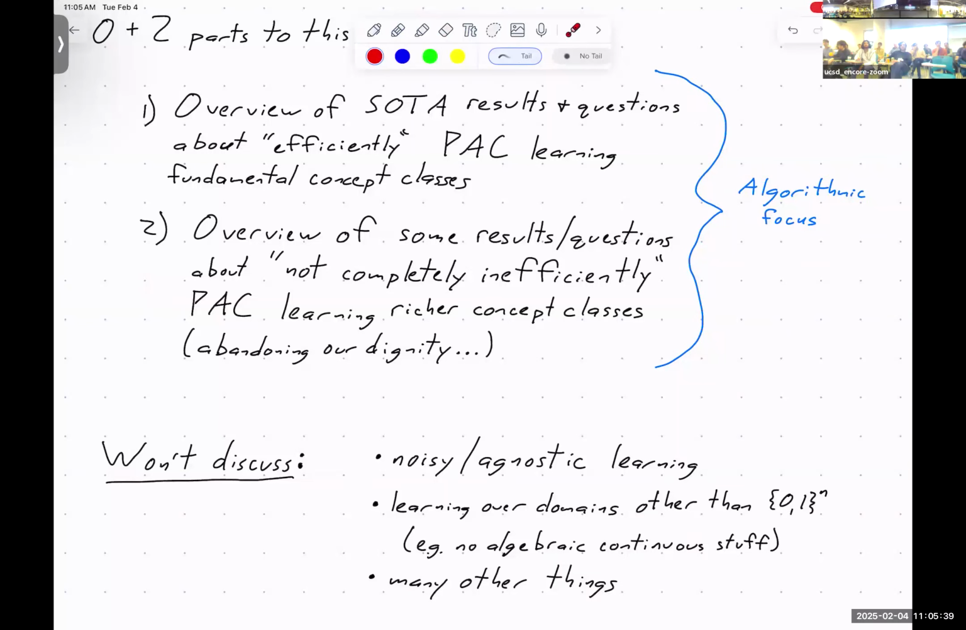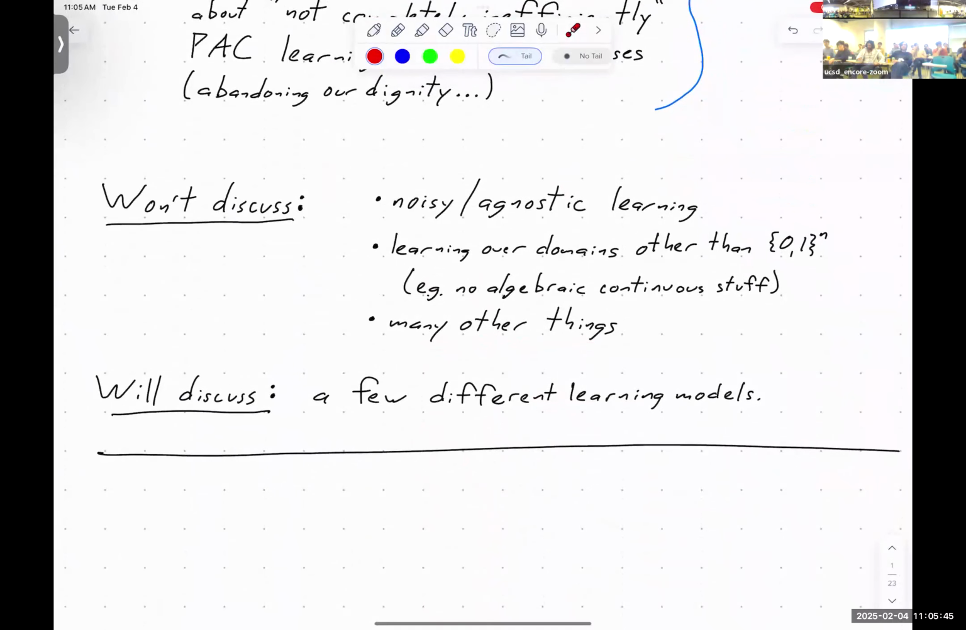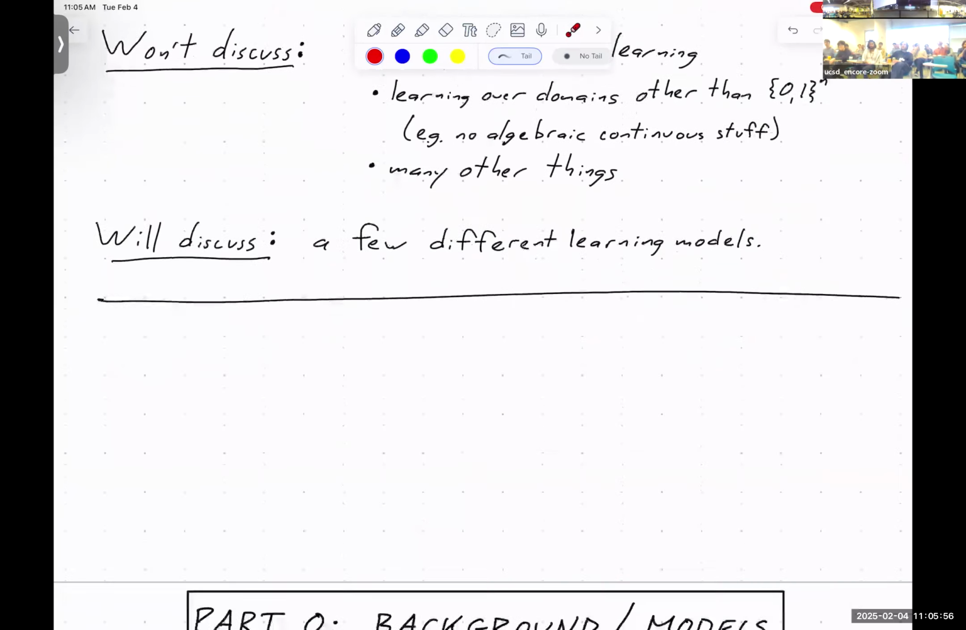I'm just getting nervous that I'm about to erase things. Okay. Yeah, so I won't talk about that. I won't talk about many other things. What will I talk about? I have to start by telling you about a number of different learning models, because the state of the art is very different depending on precisely how you define the rules of the learning game. Okay, so that's part 0 of the talk.